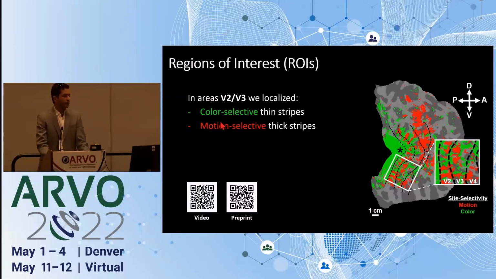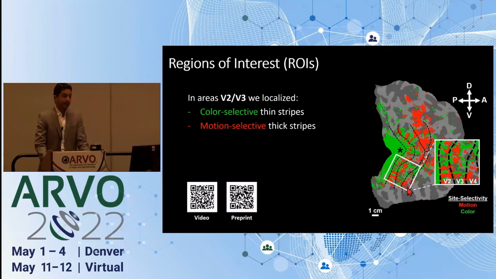And thick stripes were localized based on their motion selectivity. This is the example of one amblyopic subject, after close to 8 hours of scanning over 4 scan sessions. And to me, it's Mona Lisa, but I'm not sure how you feel.